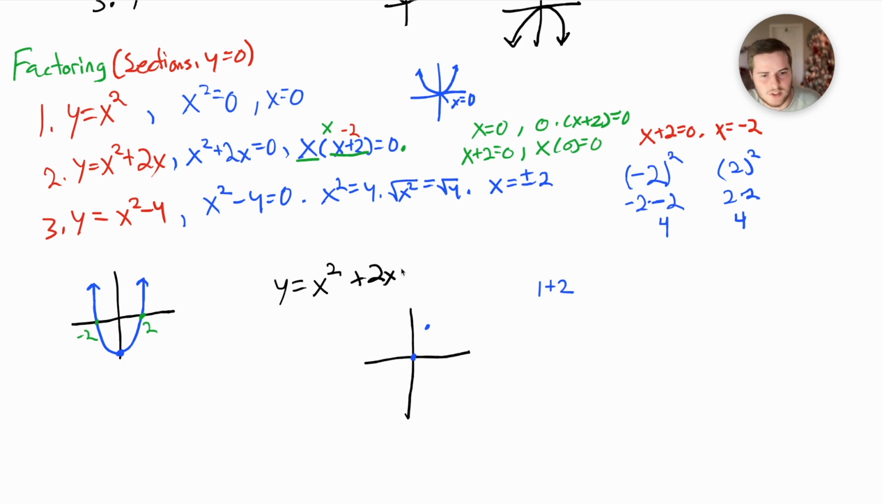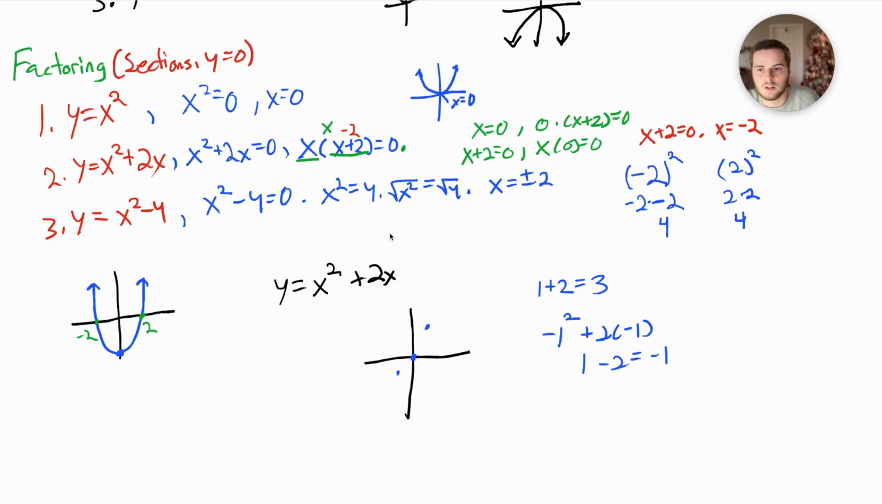Yeah, okay, no, that makes sense. Okay, so yeah, we plug in 1, we're going to get 3. Let's plug in negative 1 plus 2 times negative 1, which is going to be 1 minus 2, which equals negative 1. So negative 1, negative 1.